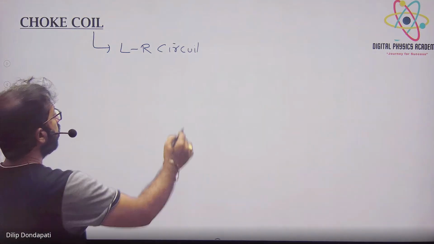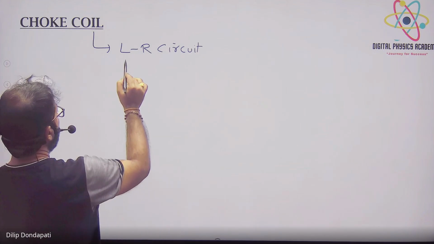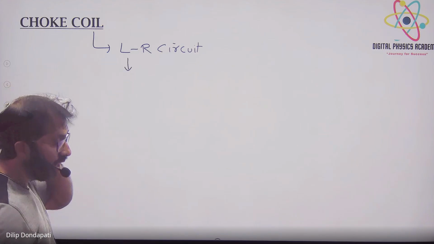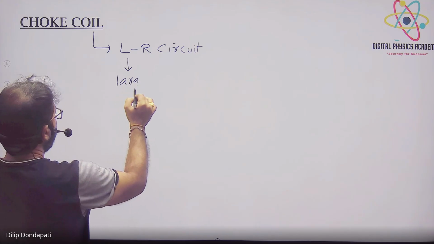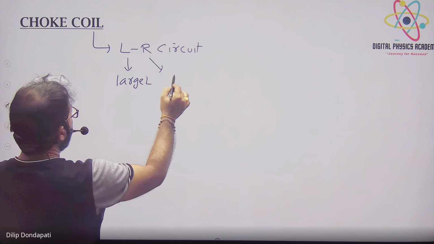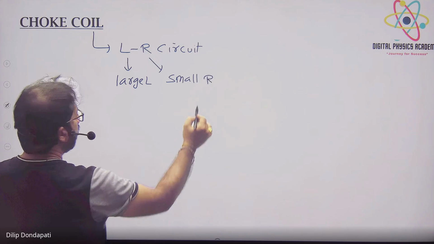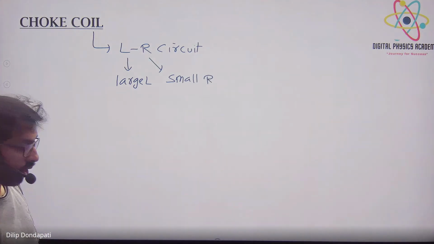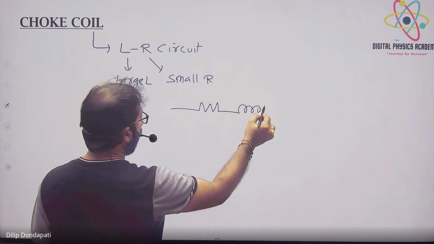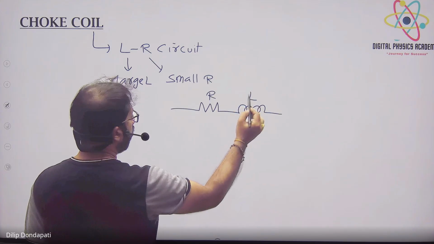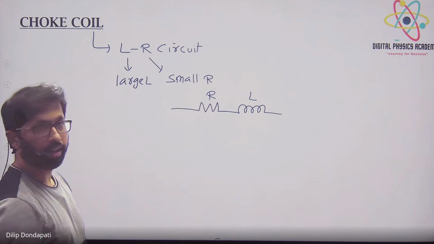Okay. Now इसमें L का कितना है, R कितना है, very important. L is very large. Large value of L we are taking and small value of R I am taking. That is a choke coil. Choke coil is nothing but simply an RL circuit with larger value of L and smaller value of R.